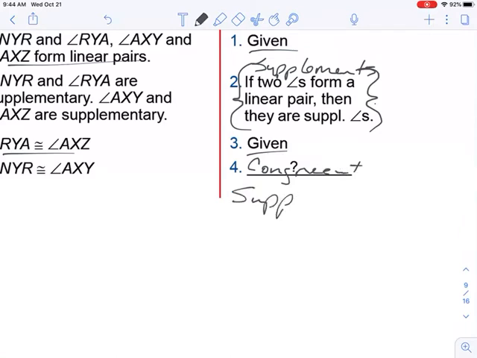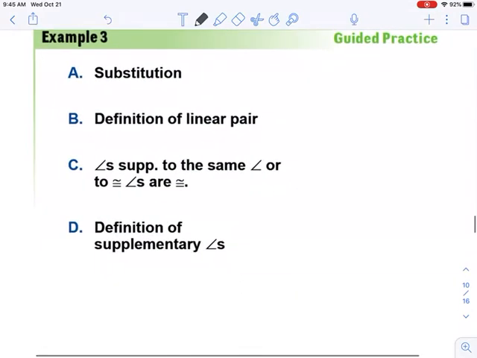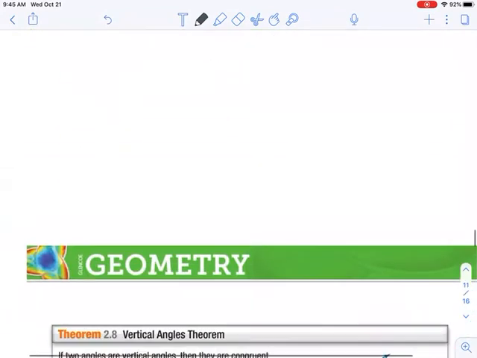Congruent supplements theorem. And we could have written out two angles that are supplementary to congruent angles are congruent. That's the supplements theorem. Oh, there it is, right here. There it is in words. I used the title. Either way, whatever works for you.